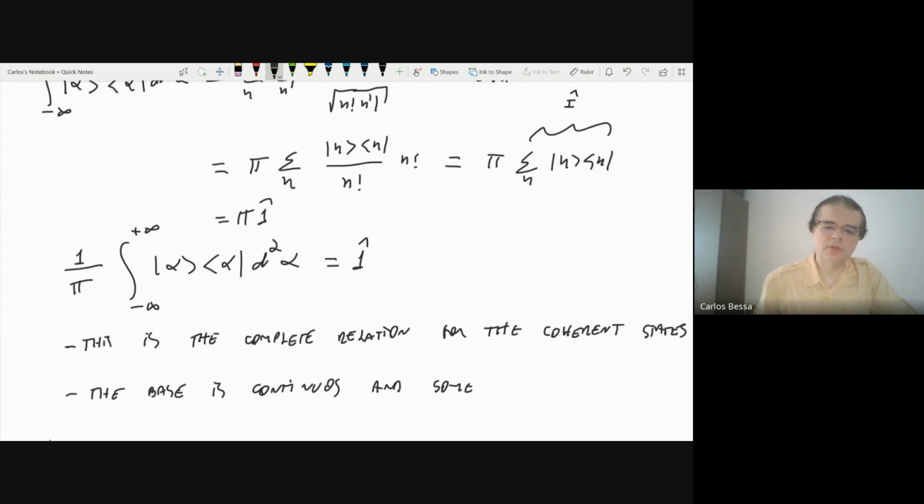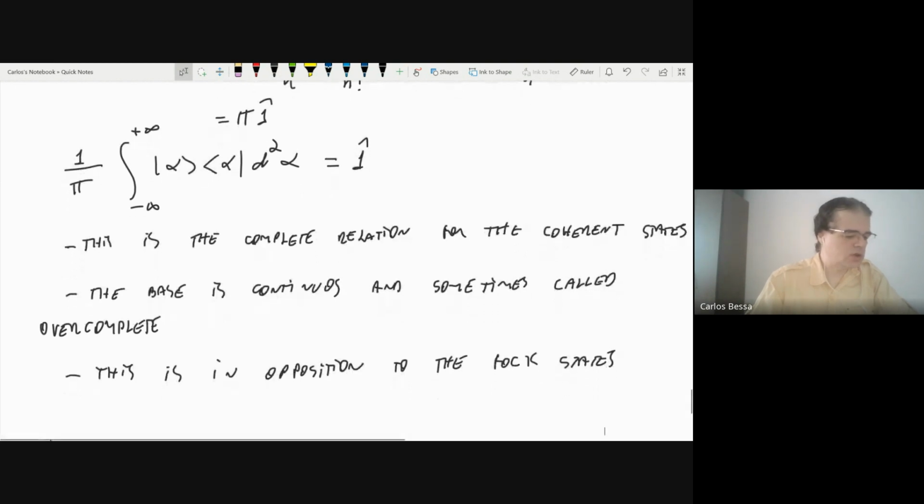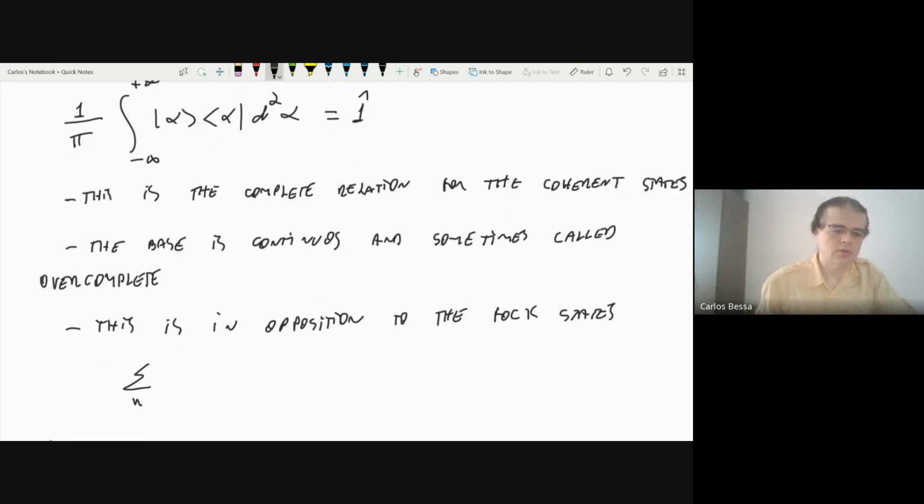And it is sometimes called overcomplete, basically because of the presence of this pi here. If we remember, this is in opposition to the Fock states or number states. For the Fock states, the completeness relation is discrete and complete, and is equal to the identity. Okay, discrete and complete.